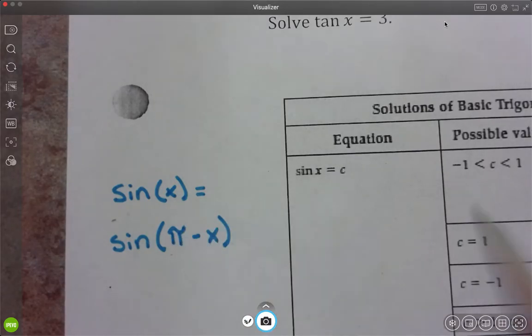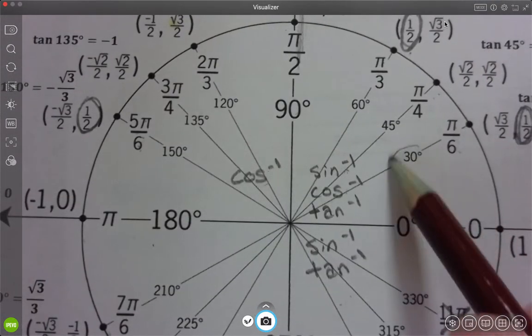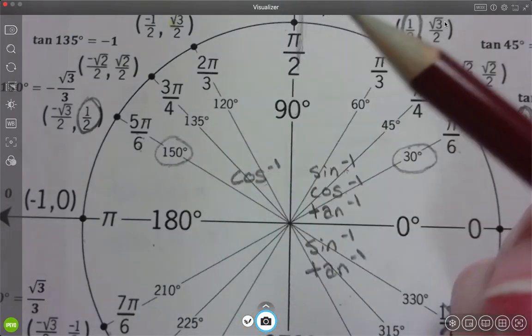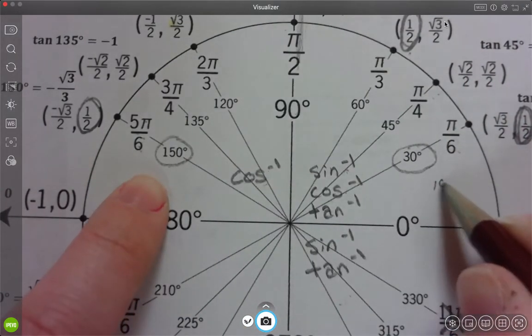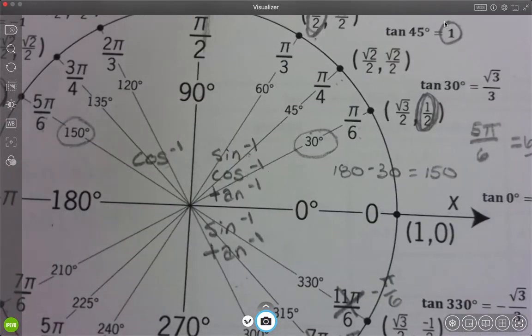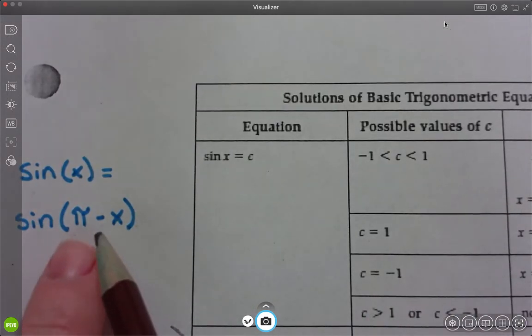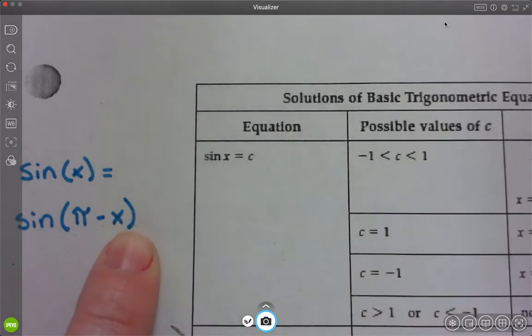Okay, so if it helps you to think about this in degrees to start with, let's say 30 degrees and 150 degrees. Basically, you're taking 180 and you're subtracting 30 degrees to get that 150, and that gives you the second value, okay? So it might help you to think about it in terms of degrees rather than radians first, but that's the formula that you're going to use. Since we're in radians, we're going to do pi minus x, okay?